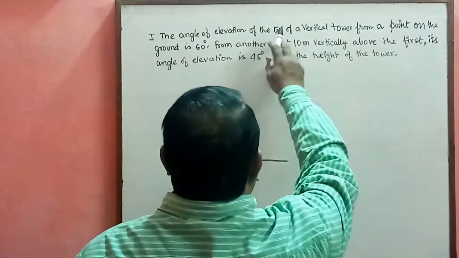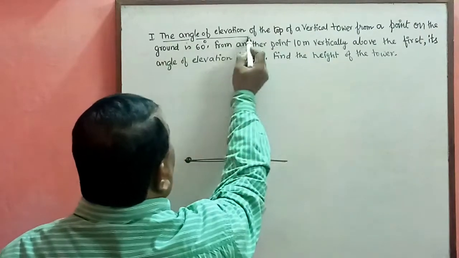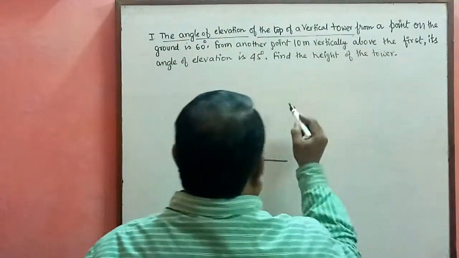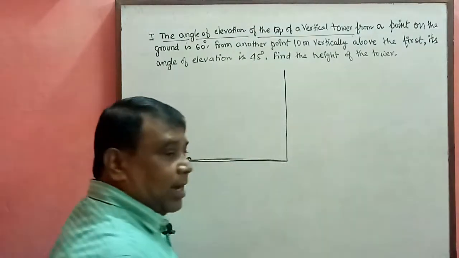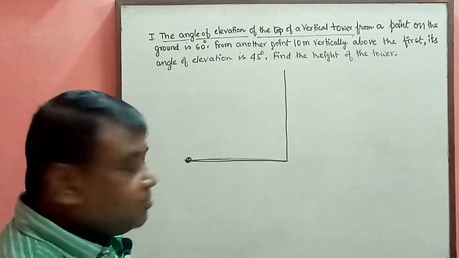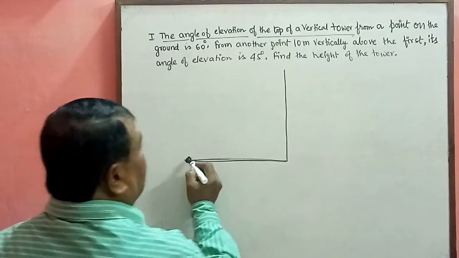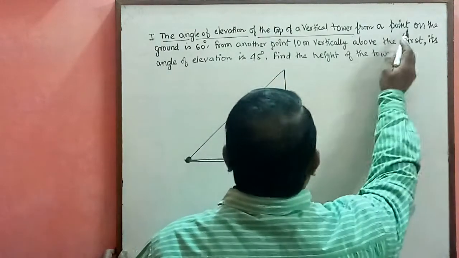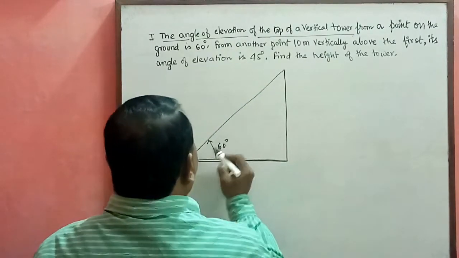Now we are having the angle of elevation. This is the angle of elevation of the top of a vertical tower. Whenever we have an angle of elevation, obviously the tower will be up high, and this is the point on the ground. This is the angle of elevation, 60 degree.